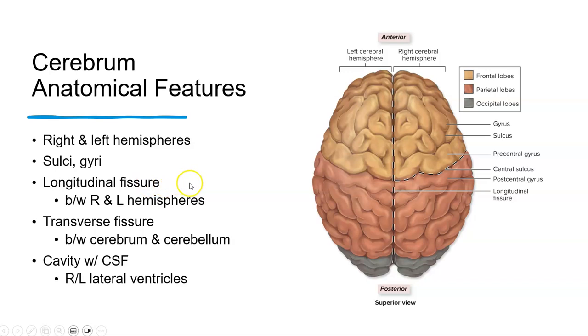When you look at the anatomy of the cerebrum, it's very obviously divided into two halves. We call those two halves hemispheres. So you have the left hemisphere and the right hemisphere. Separating the two, you have a very deep longitudinal fissure. You can see the bumps and the bulges, the gyri, bumps, the sulci, the grooves.